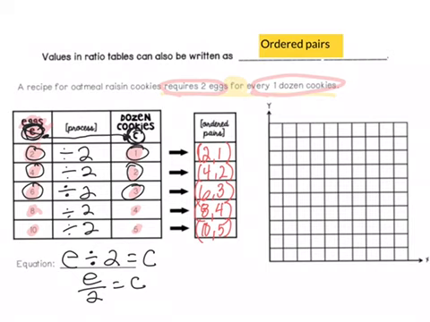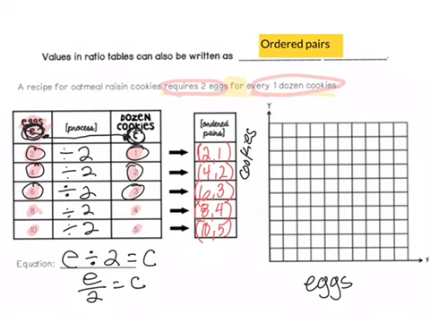So now that we've done these 2 steps, the last step is to take this information and to graph it on our coordinate plane over here. So we have to label what we're working with. So the first column is eggs. So we're going to label eggs on the bottom. And we're going to label cookies on the vertical axis.